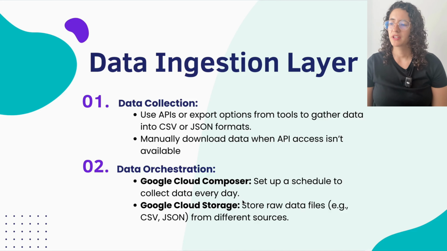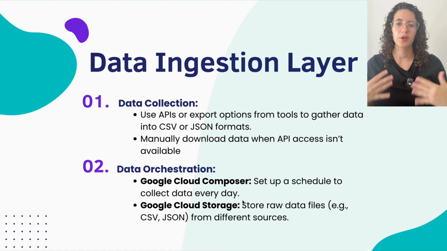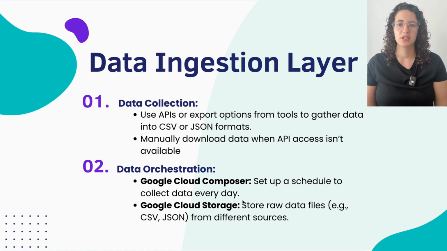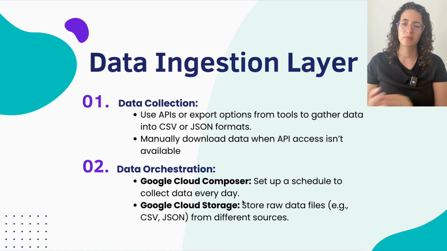So now I'm going to talk about the data ingestion layer. Firstly, we need to collect this data. We're going to be using either APIs or whatever form we can use to export either CSVs or JSON formats from the data we're getting from these tools. And if we cannot do that, we're going to manually get the data from those pages. Secondly, we're going to be using a data orchestration platform such as Google Cloud Composer, and this will help us to set up a time to collect the data every day. And we are going to be using Google Cloud Storage as a data lake to put all the raw files in there.